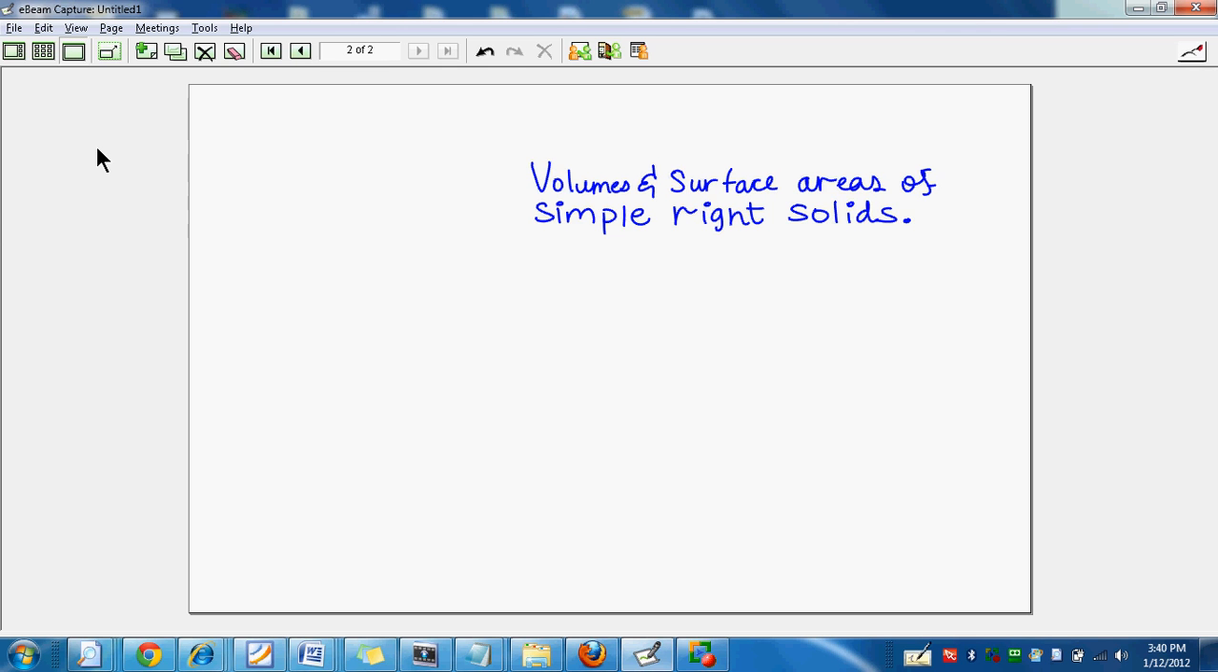Okay, so the first one we'll speak about is a prism. So you could write it down. A prism is a uniform solid that has the same shape, or cross section, along its length. Full stop.